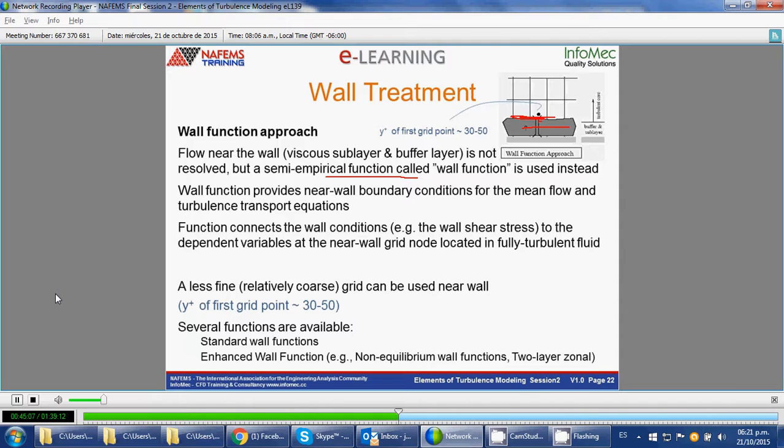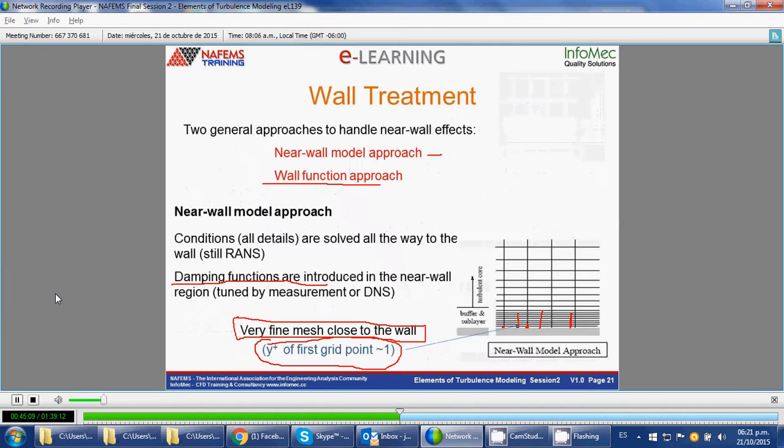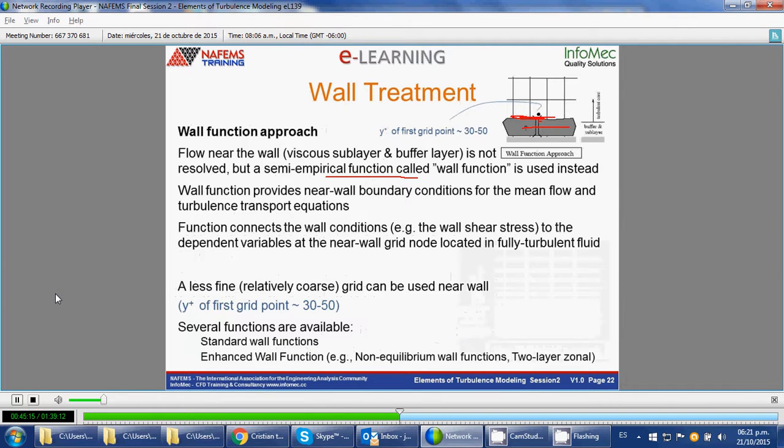Therefore, you're going to have a coarser grid because you don't need to go this fine anymore in the near wall region. You don't have to be in the viscous sublayer. You want to be just outside of the buffer layer, viscous sublayer and buffer layer. So at this point, the very first point here should have a y plus of about 30 to 50. So that means you use a lot less points in order to do the turbulence modeling here.